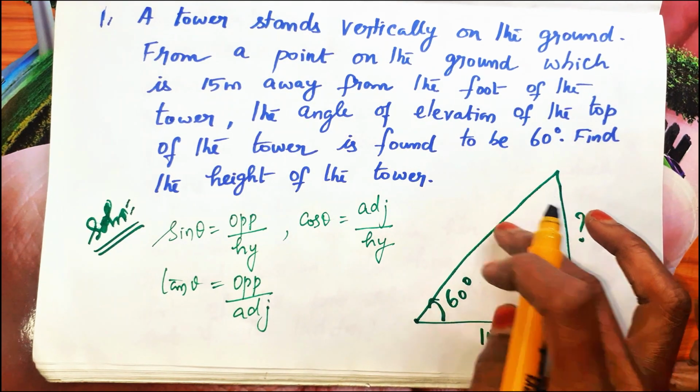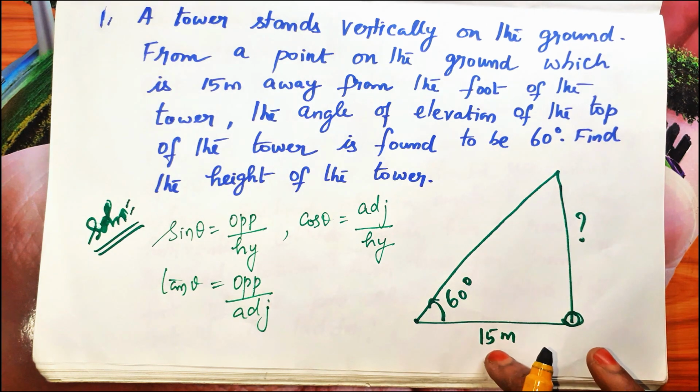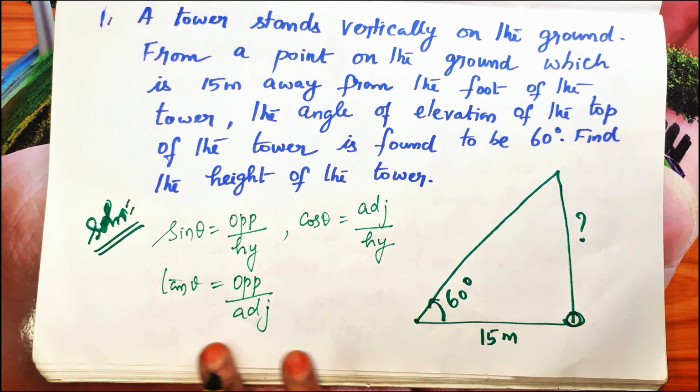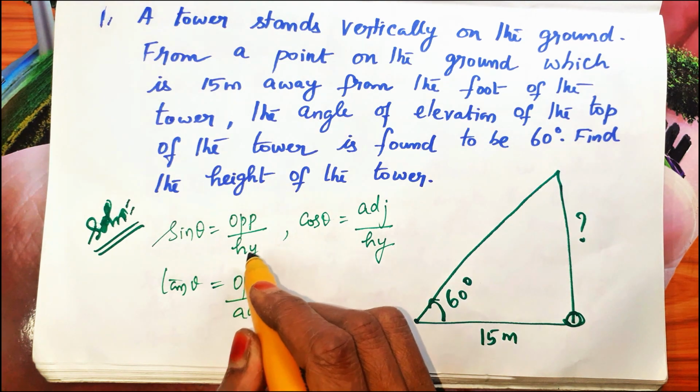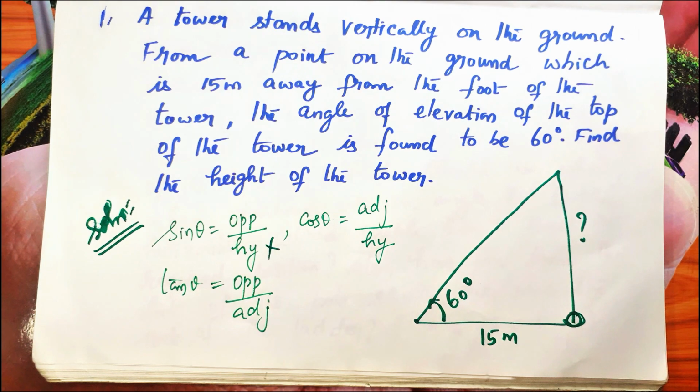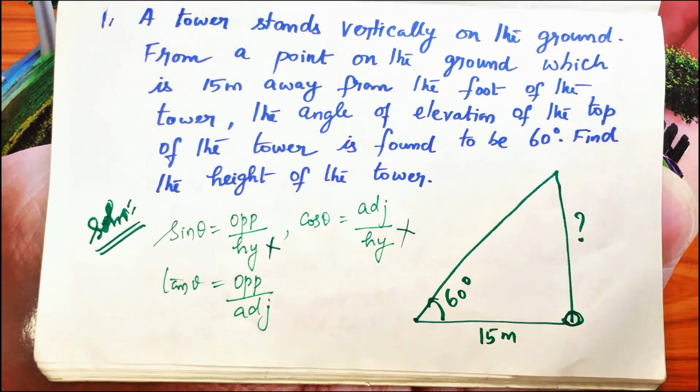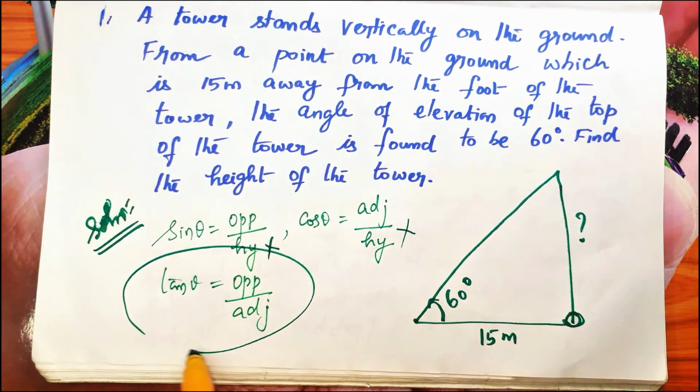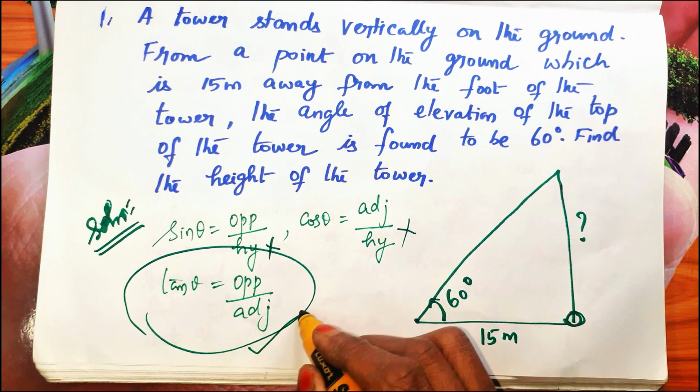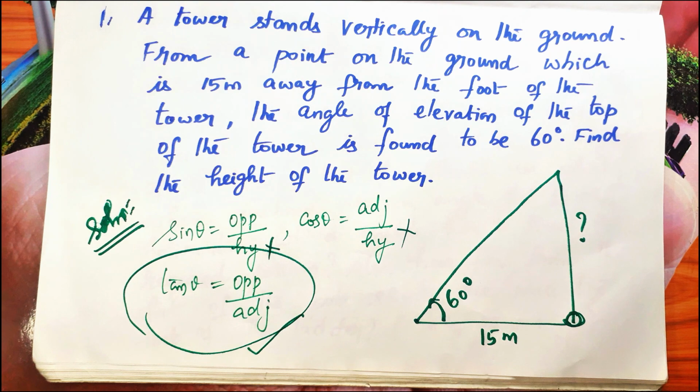Hypotenuse we don't know. So opposite side and adjacent, whichever formula involving these is applicable, we have to make use of that. Here hypotenuse we don't know, so we are not able to take this. Here also hypotenuse we don't know. Tan theta is equal to opposite side by adjacent side. So we have to use this formula for finding the height of the tower.